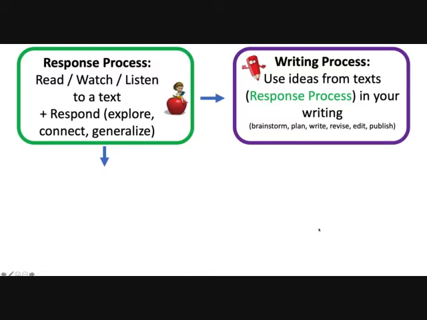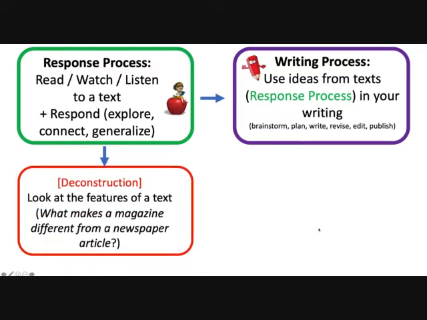The other thing that we do in the response process is we can take some time to deconstruct a text. And we'll look at that a little bit later when we talk about media and how to read media. But just so you know, part of the response process is to look at the features of a text. So what makes a novel a novel? What makes a magazine cover different from a newspaper article, for example? And this is where you look at things like imaging and colors and font and formatting and look at the ways that those affect the way we read a message.